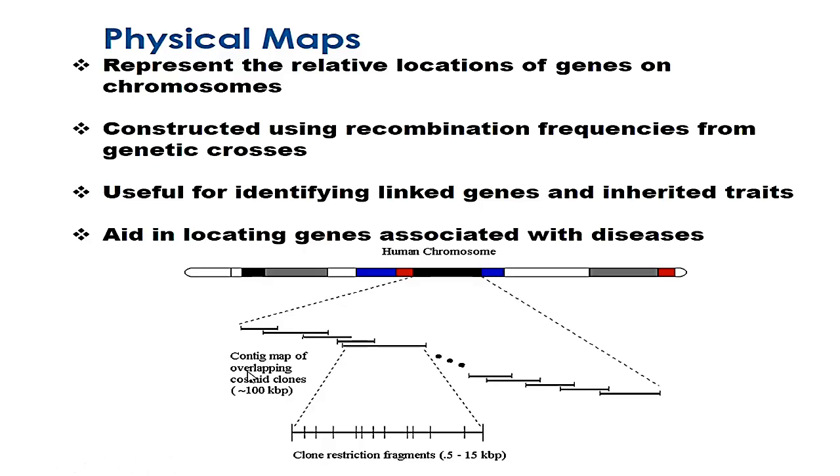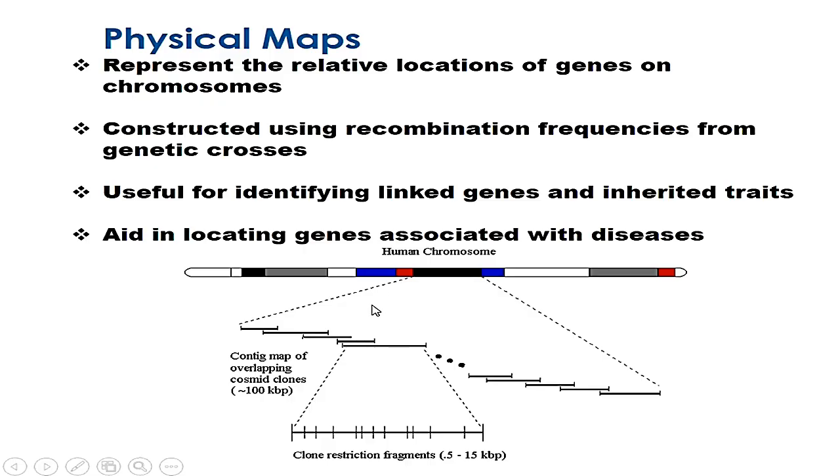The second type is the physical map. Here you can see the human chromosome, the human genome, and we are taking one part of it, the dark colored one, and we are going to elaborate that. This is the physical map. This is a map of overlapping cosmid clones. This region is approximately 100 kilobase pairs. If you enlarge this portion, it is about 5 to 15 kilobase pairs. This is a small clone. Restriction enzyme fragment sites are shown here. This is a physical map.